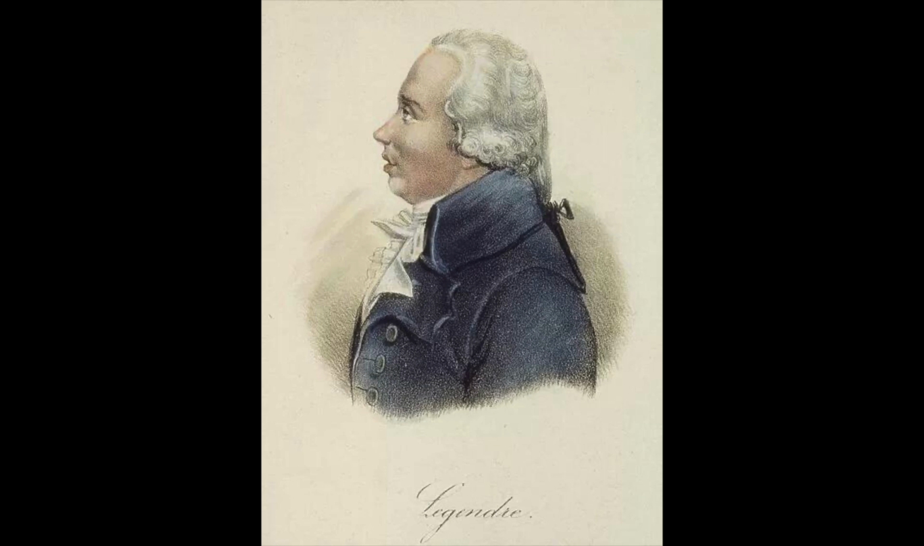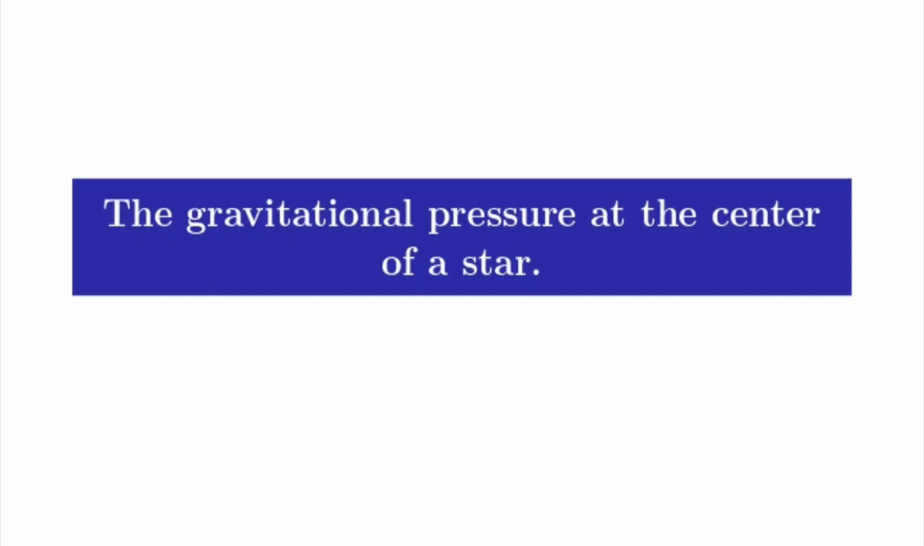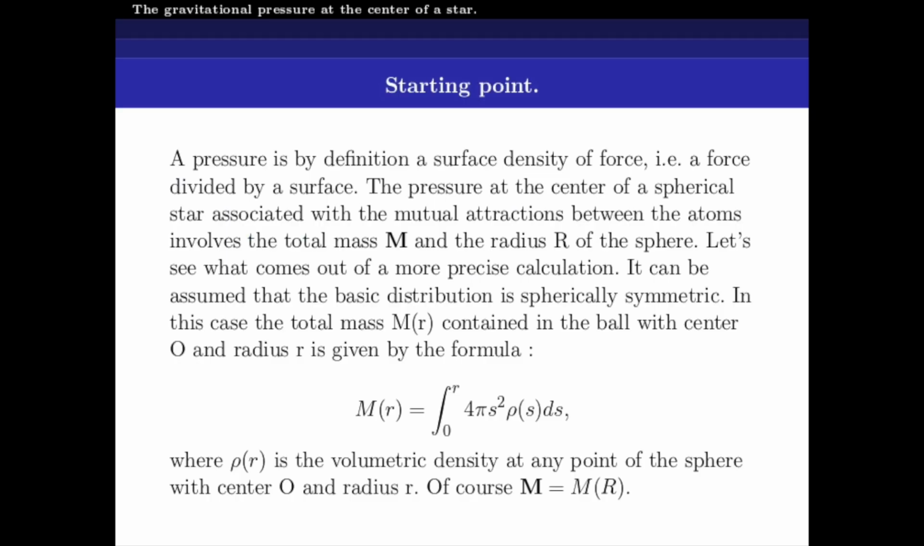Point 5. A more elaborate example. The gravitational pressure at the center of a star. A pressure is, by definition, a surface density of a force, divided by a surface. The pressure at the center of a spherical star, associated with the mutual attraction between the atoms, involves the total mass M and the radius R of the sphere.